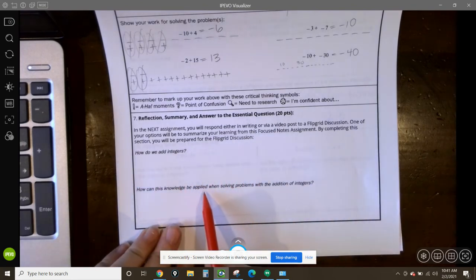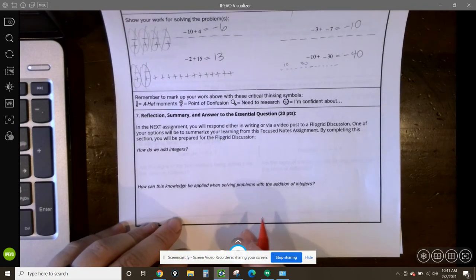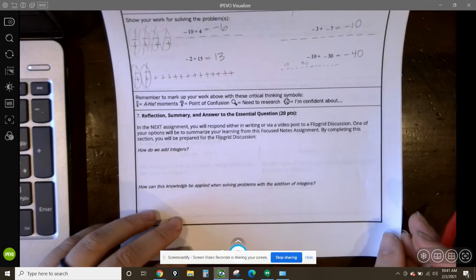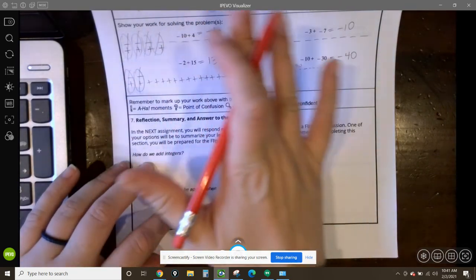And how can this be applied when solving problems with the addition of integers? So, like, why did you learn that? Why do you need to know how to add positives and negatives? Where is this going to help you? So go ahead and write something down right here. Then you're going to be able to submit this assignment.